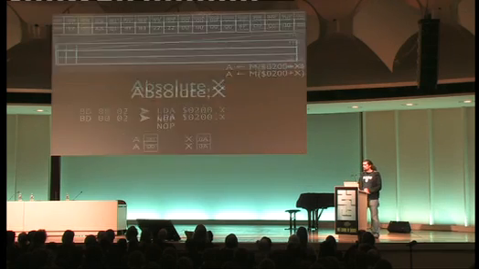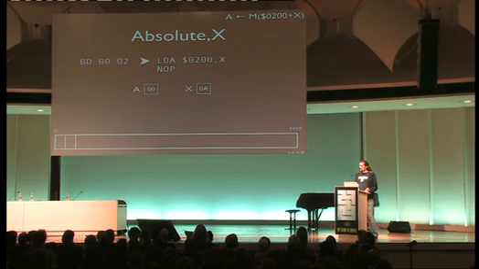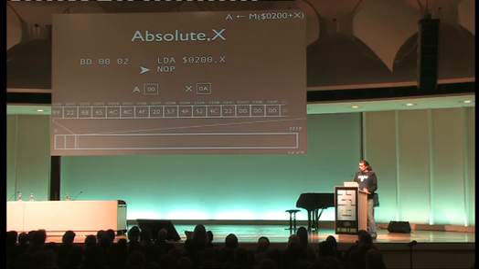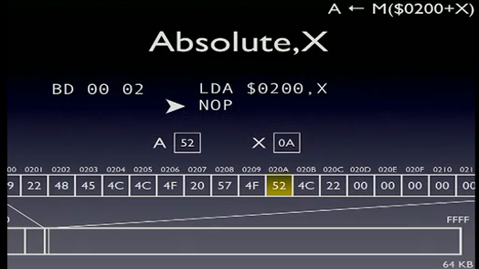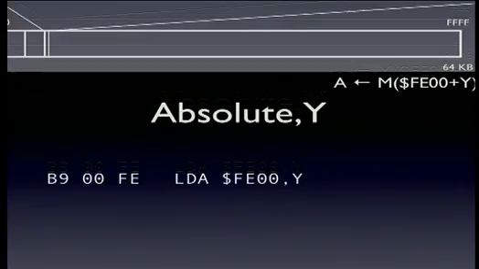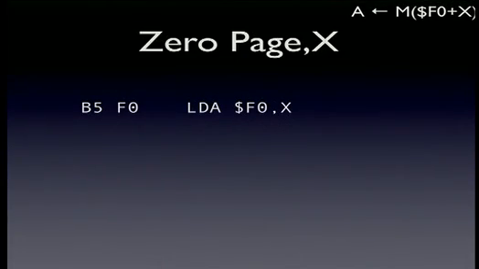A is 0. Absolute comma X means absolute plus X. So the X register gets added to the constant pointer that we encode in the instruction stream. So 200 plus X, if X is A in our example, we load from address 20A. We look it up, 20A, that's 52. So we assume that at 200 we just have an array of bytes and X is iterating over those. Absolute comma Y, same thing with the Y register. They're pretty symmetric.